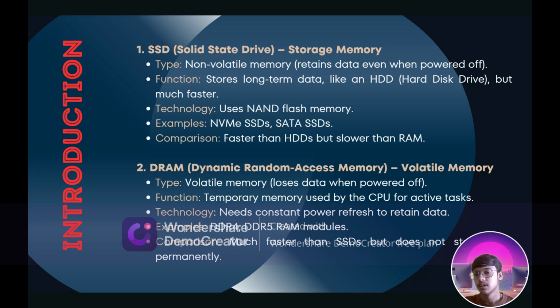retain data. Examples of SSD are NVMe SSDs and SATA SSDs. And the example of DRAM is DDR4, DDR5. Latest is DDR5, which is an upgraded version of DDR4. Then comparison. SSD is much faster than the HDDs, that is hard disk drives. DRAM is much faster than the SSDs, but it cannot store the data permanently.